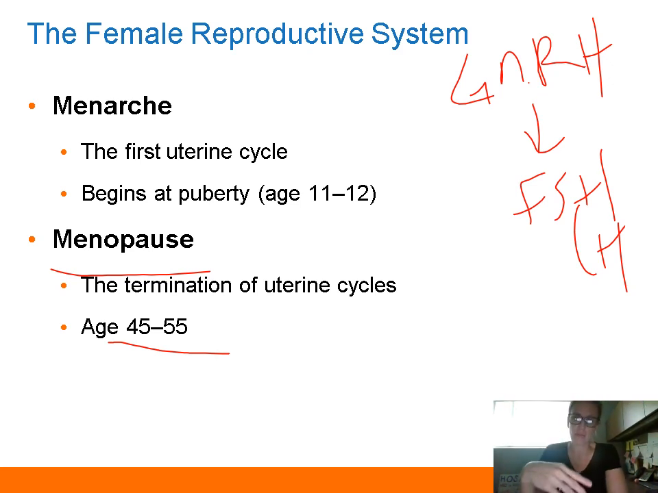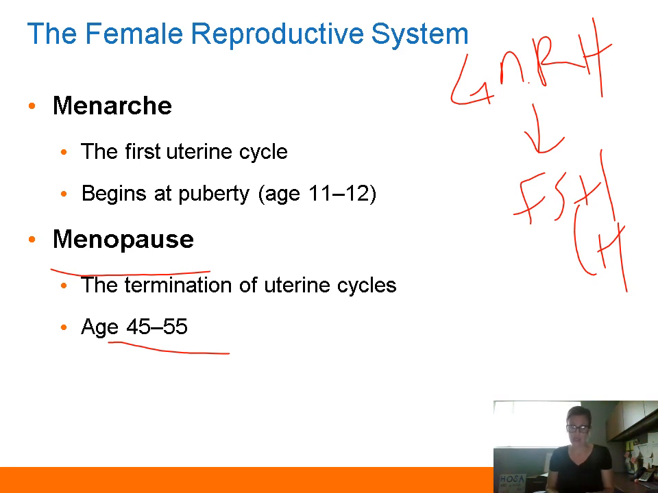And menopause is usually a process. It's not like all of a sudden overnight the woman goes through menopause and it's done. The uterine cycle is completely over, there's no more menses, hormone levels drop, and that's it. It's normally a process where over time the frequency of menses will decrease and hormone levels decrease over a period of time.